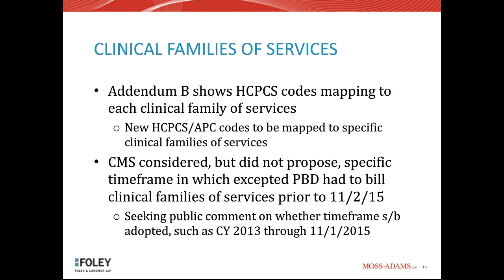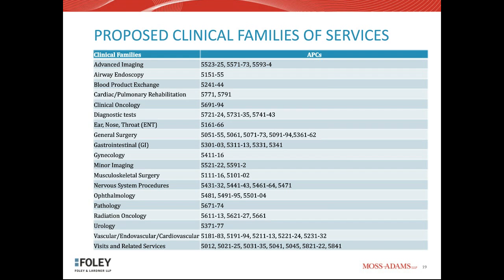But we want to make sure that anything you build prior to November 2nd would be included in your family of services. So just to give you an idea, there's Table 21 in the proposed rule, and this is it. There's the list of proposed clinical family of services and the applicable APCs. And it's all in the 5XXX series.